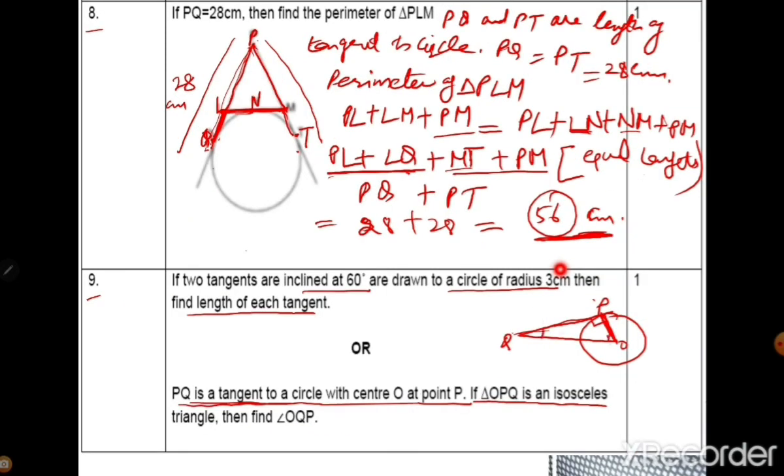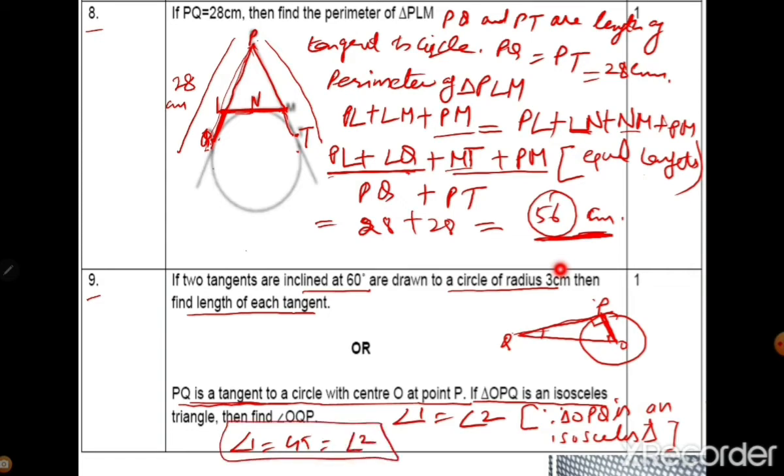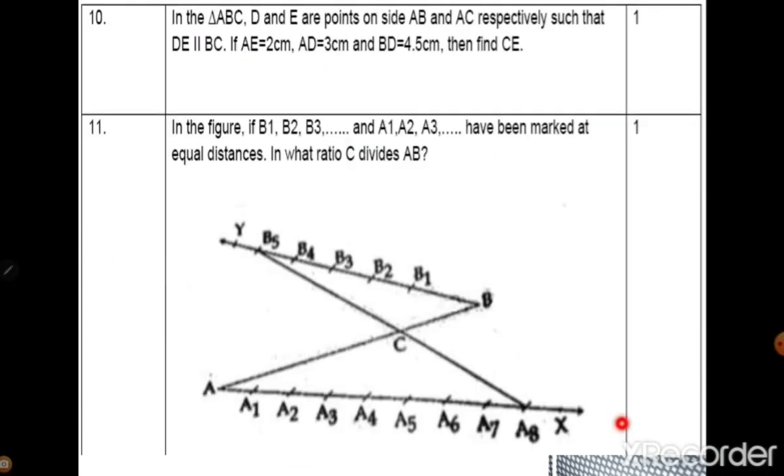OQP. Okay, so I'll show you here. So we got now this angle. Here we said angle 1 and angle 2 are equal, because triangle OPQ is an isosceles triangle. So now we got angle 1 45 degrees. So angle 2 will also be equal to 45 degrees. And you have to find angle OQP, this angle. So we find out angle OQP, that is angle 2, is equal to angle 1, that is 45 degrees. So we completed our question number 2. Completed. Now come to 10th question.